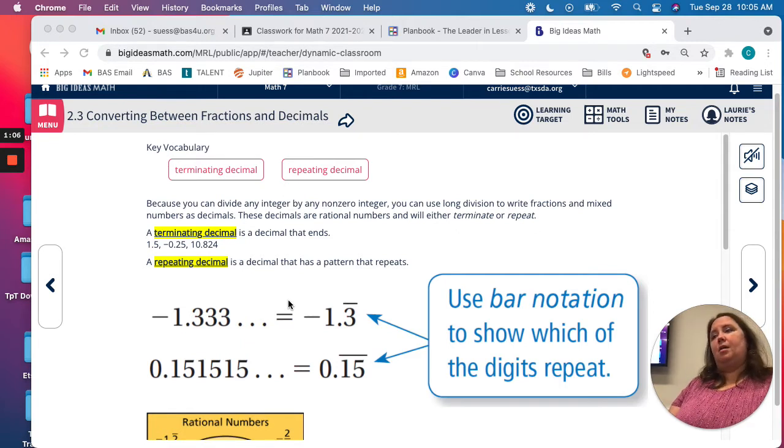It could be the same number over and over and over again. You see 3, 3, 3, 3, 3 forever. That's repeating. Sometimes it's a pattern like 5, 4, 5, 4, 5, 4. Or sometimes it's 4 numbers. 3, 368, 368, 368. Those are all repeating decimals.